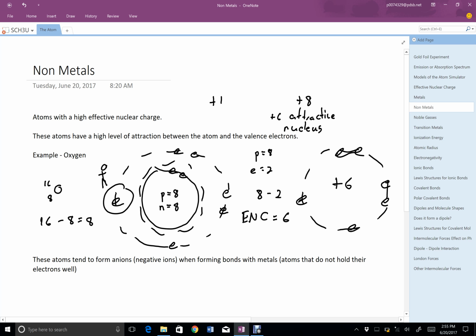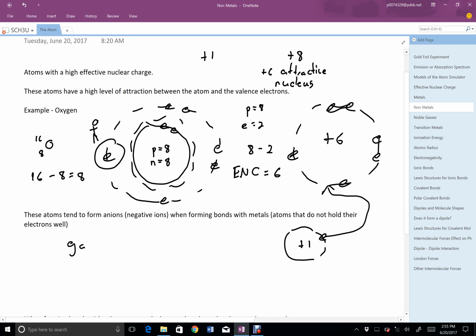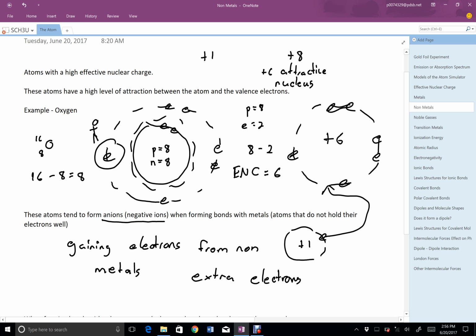What that means is if there was a metal, someone like lithium with its +1 and its 1 electron, then he'd be able to steal that electron from lithium. And so nonmetals react by gaining electrons from metals. This leaves them with extra electrons. And as a result, they form negative ions.